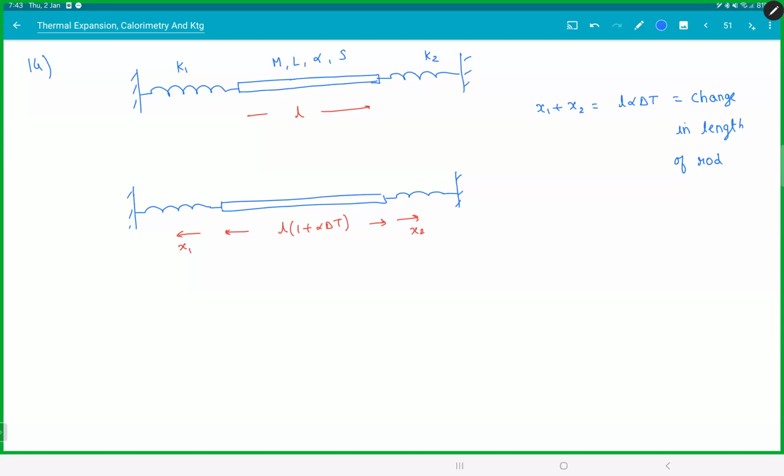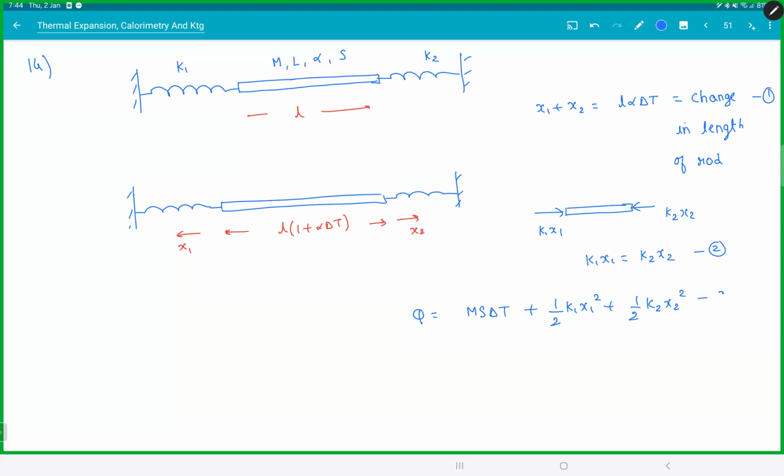Make sense? Second, the rod is in equilibrium. That means the forces must balance: K2 x2 must be equal to K1 x1, or else the rod will keep on moving. That was your second equation. Third, where did all this energy go? All the energy went into changing the temperature, m s delta T, plus the spring energy, half K1 x1 squared plus half K2 x2 squared.